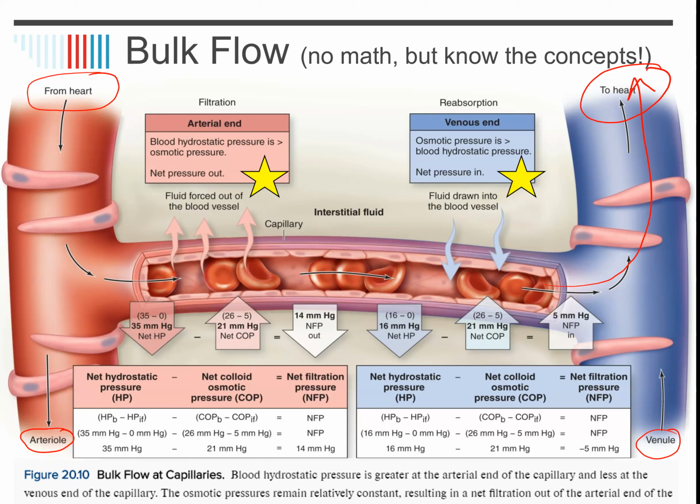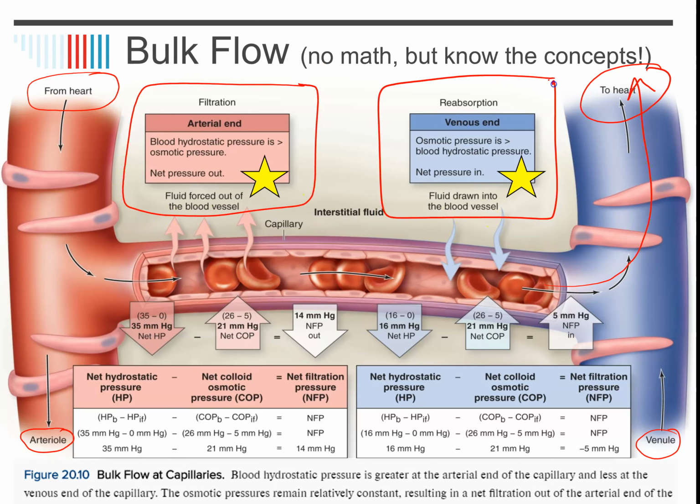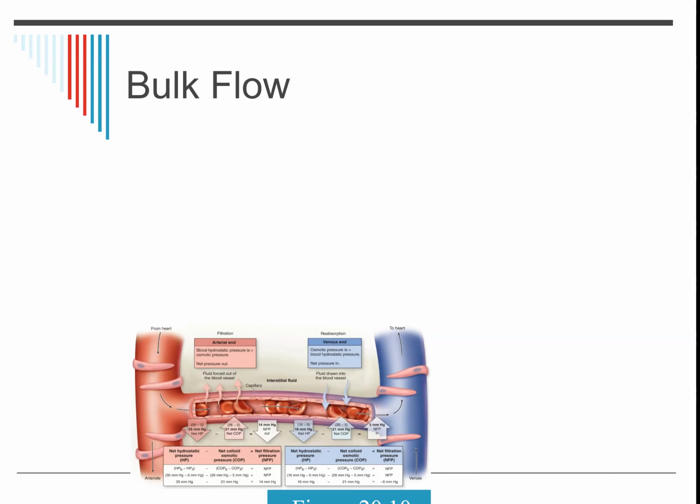The two main processes that are happening here are filtration and reabsorption. And definitely know what's in those little boxes there. I'm going to explain a little bit of all of this down here, but I'm not going to give you numbers and make you do math. Instead, you need to know the concepts and why this happens. What pressure is high and low, and why are things being forced out of the blood vessel here and into the blood vessel here. All right, so looking at this, there's two main processes going on, like I just said.